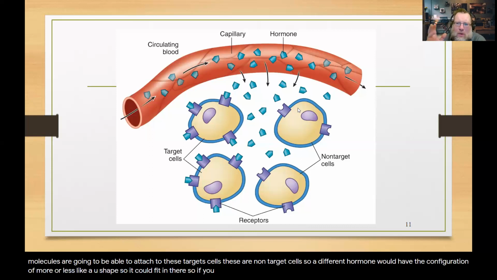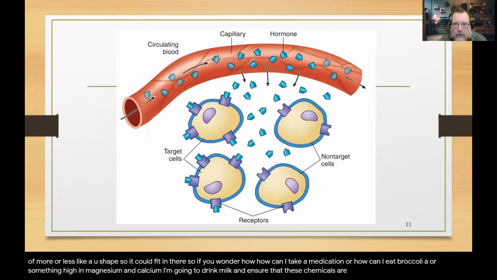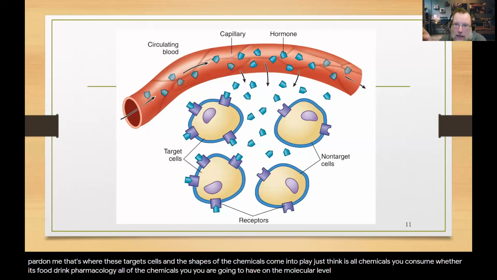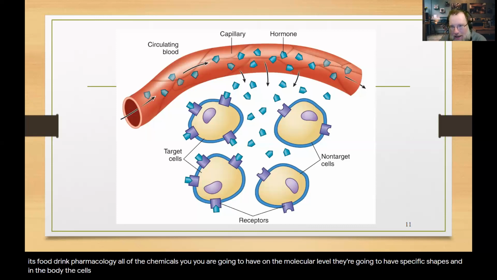So if you wonder how can I take a medication, or how can I eat broccoli or something high in magnesium and calcium, how can I drink milk and ensure that these chemicals are going to get to where they need to go? That's where these target cells and the shapes of the chemicals come into play. Just think, all chemicals you consume, whether it's food, drink, pharmacology, are going to have, on the molecular level, specific shapes. And in the body, the cells are going to possess locks on their membranes that allow for certain shapes to attach and then enter into the cell, or trigger the cell to behave in a certain way.